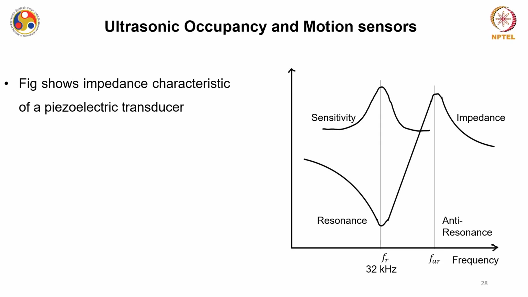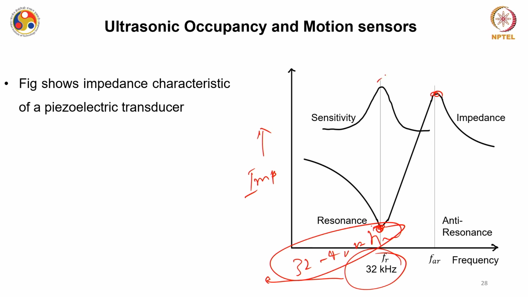Now the impedance characteristic of these piezoelectric transducers is shown over here. So this is impedance, the y-axis, and this is the frequency. This is the resonance frequency and this point is the anti-resonance frequency. You can see that the sensitivity of the devices is very high at the resonance frequency, and that's why I have mentioned that most of the piezoelectric ceramic materials have resonance frequency around 32 kilohertz. So you can expect around 32 to 40 kilohertz to be the resonance frequency for these devices.